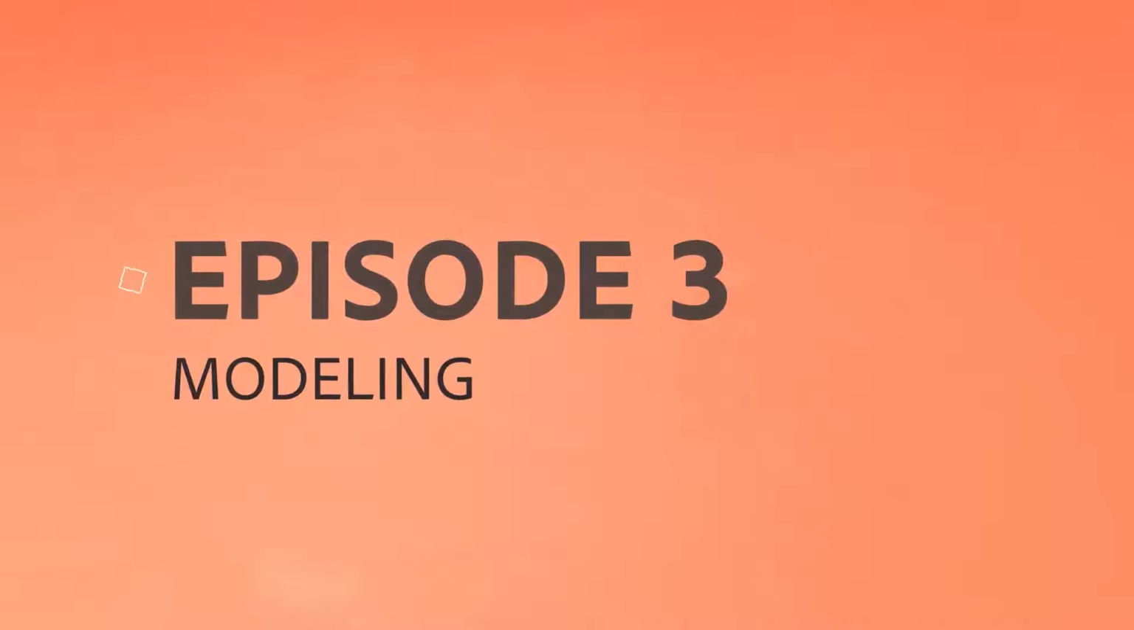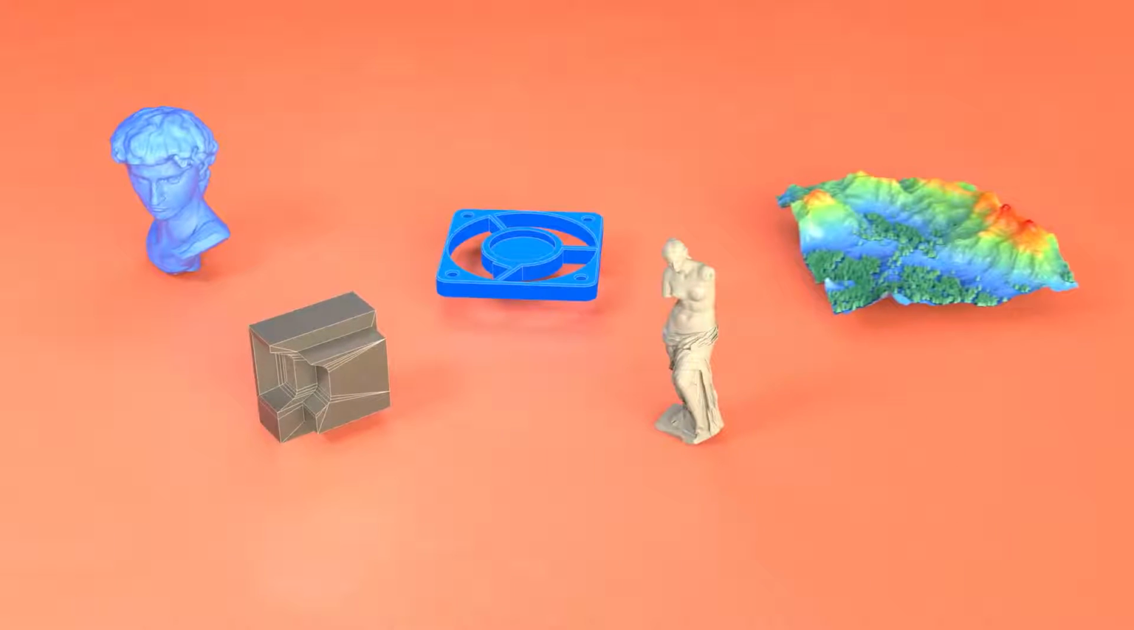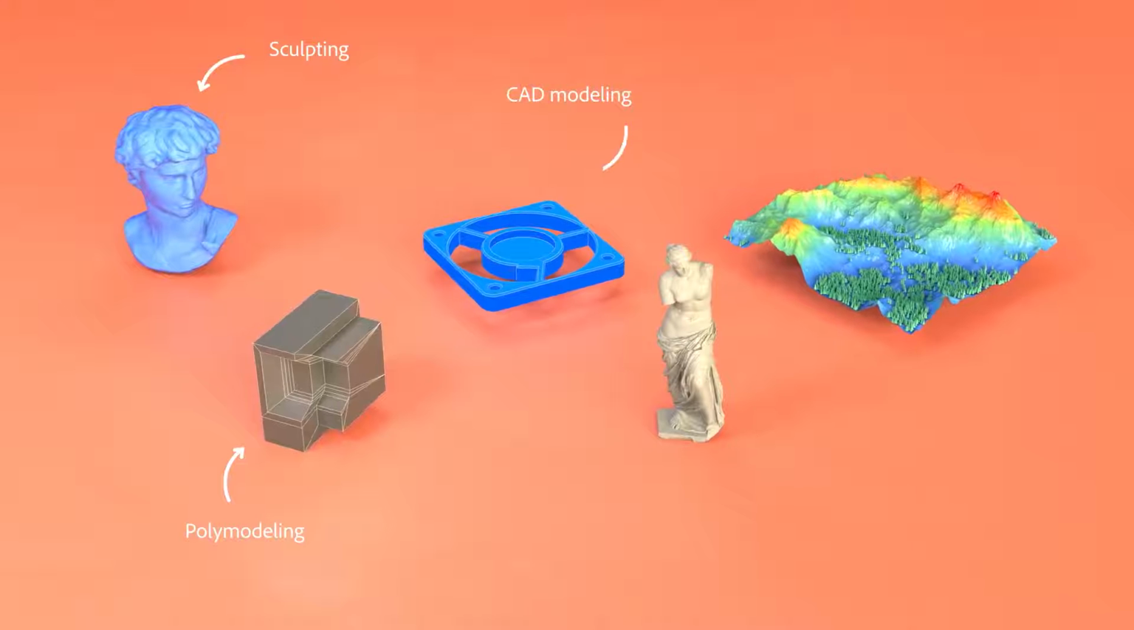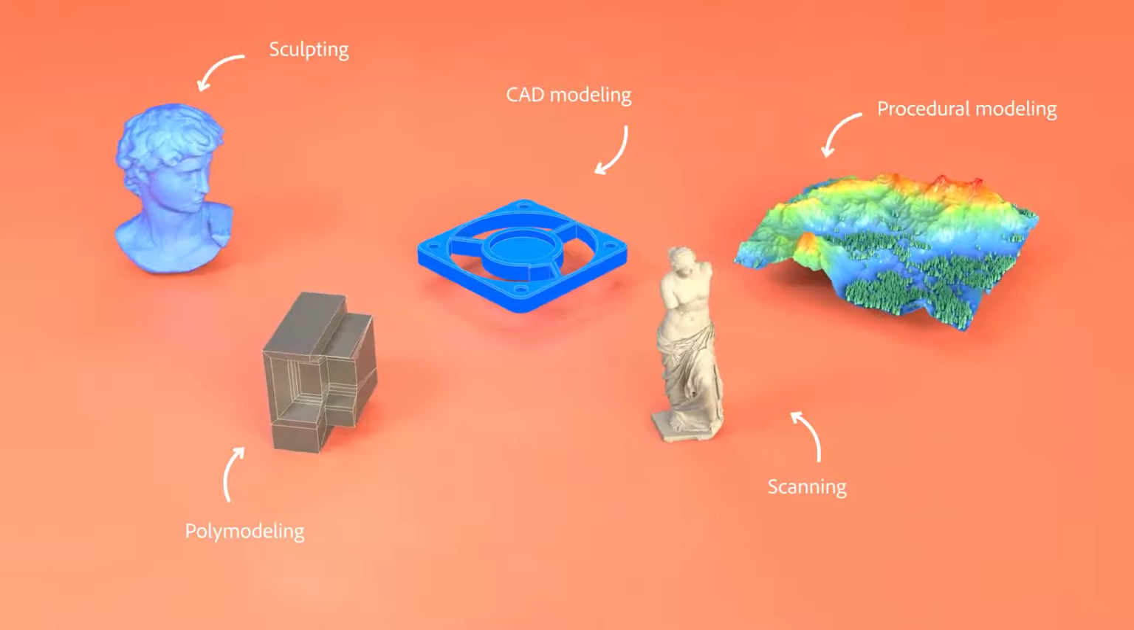To create your own 3D geometry, you'll need to learn 3D modeling. With modeling, we mean all methods to create geometry. We'll go over 5 main methods amongst many different approaches. These are polymodeling, sculpting, CAD modeling, scanning, and procedural generation.